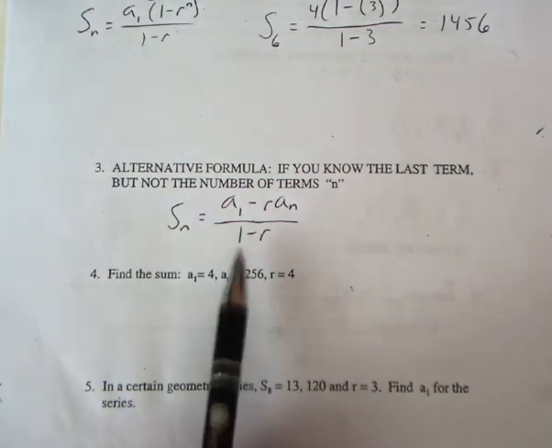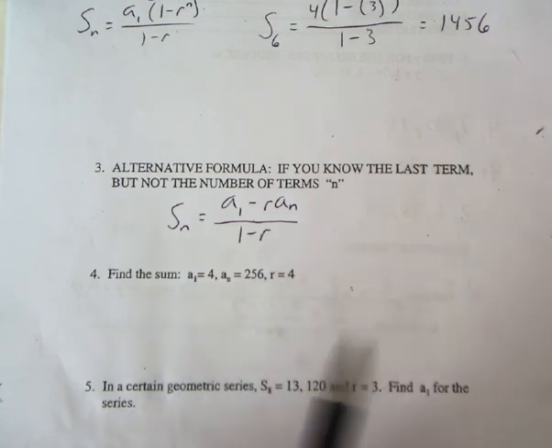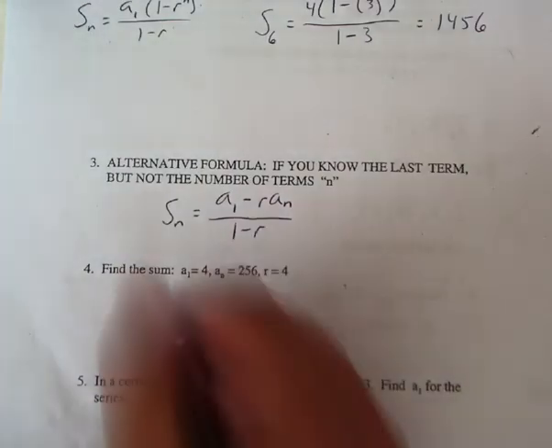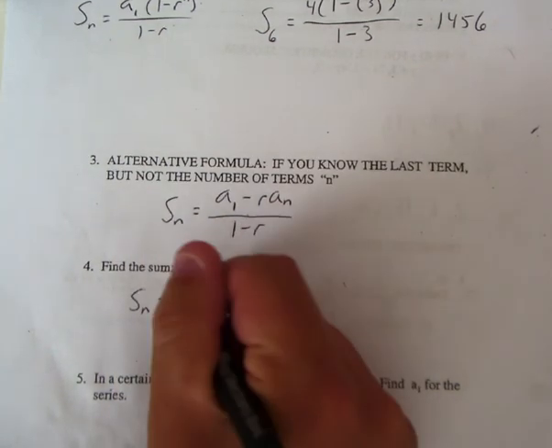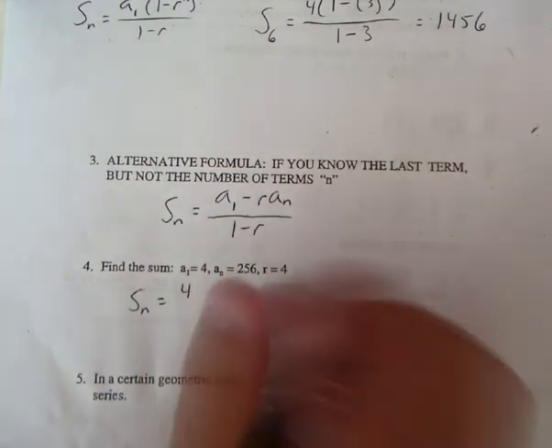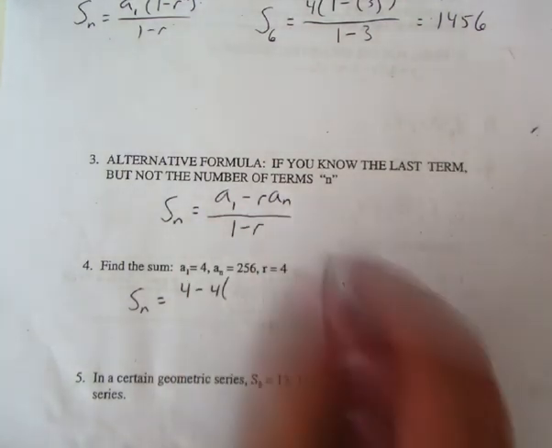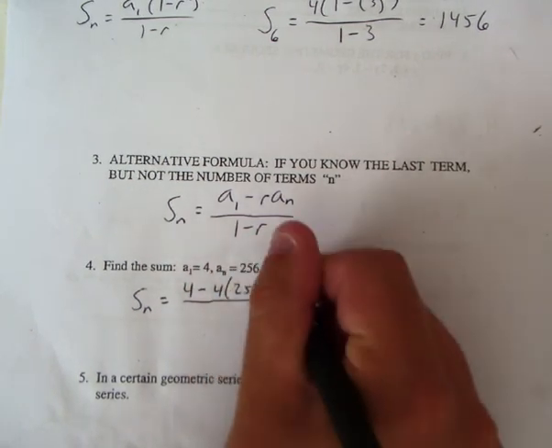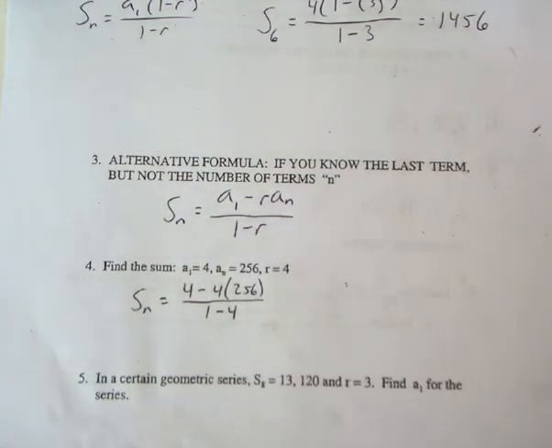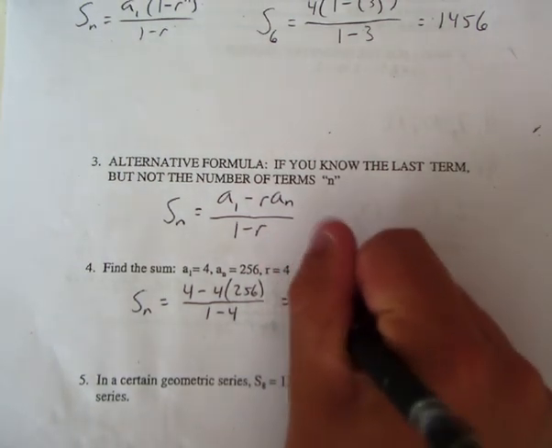So since I need the first term, r, and the last term, and that's what this problem gives me, I'm just going to go ahead and enter all that stuff in. So the sum is going to be whatever the first term is minus the ratio times the last term, which is 256, divided by 1 minus 4. And again, I would just go beep bop, beep bop, boop, equals 340.